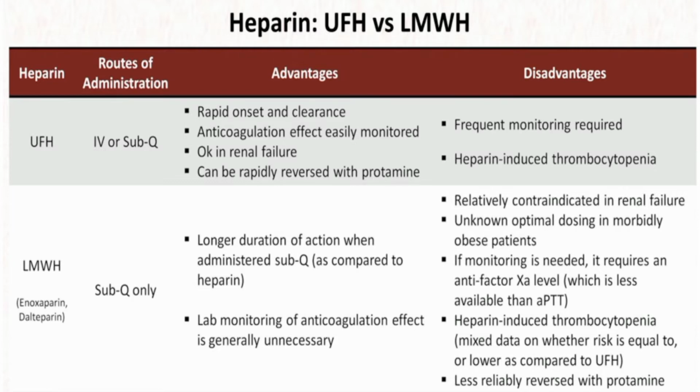The advantages of unfractionated heparin are rapid clearance, the anticoagulation effect can be monitored, and renal failure conditions are also okay, meaning this drug can be used in necessary conditions. It can be rapidly reversed with protamine, which is an antagonist. If an overdose occurs because of heparin, protamine will be helpful to reverse the effects of heparin, as an antidote.